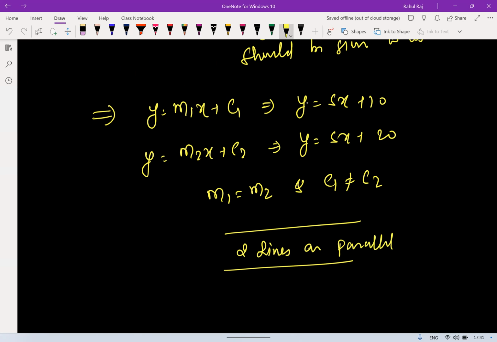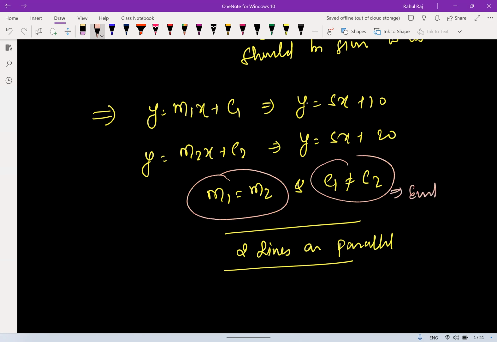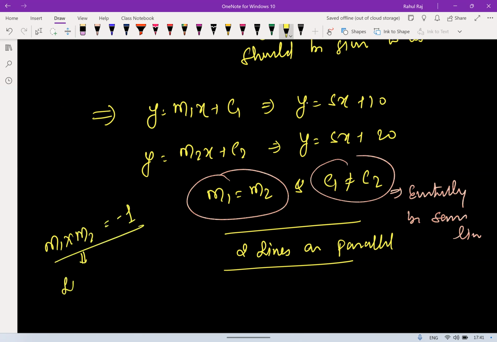Imagine if m1 is equal to m2 and c1 is also equal to c2, they'll eventually be the same line then. So if two slopes are equal and constants are different, lines are parallel. If the product of the slopes is -1, it means lines are perpendicular. Am I clear? Anyone, any doubt here? Please tell.